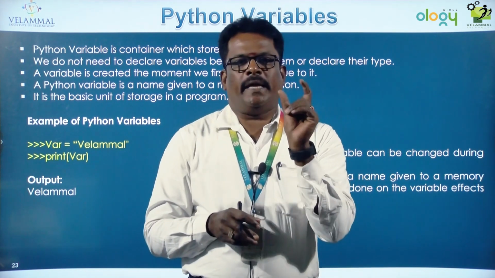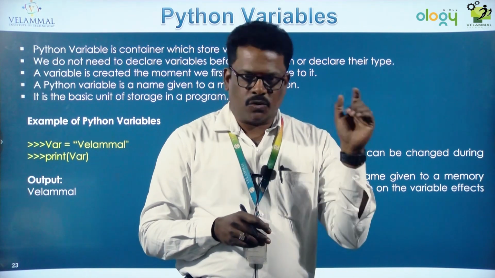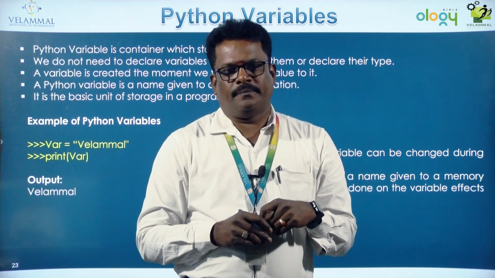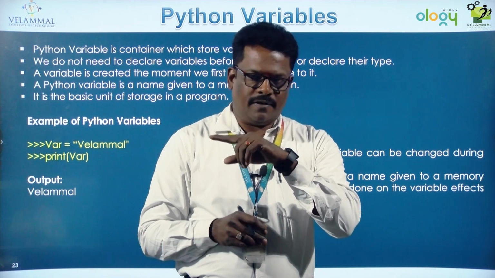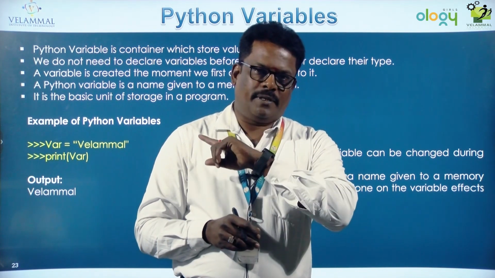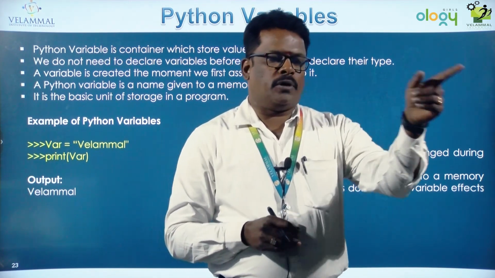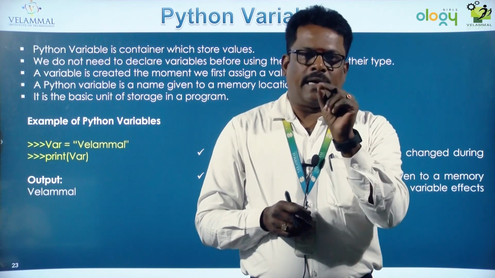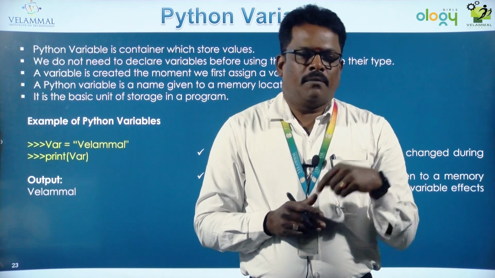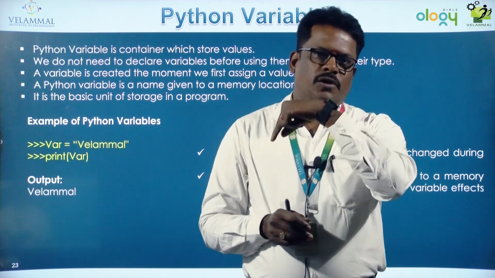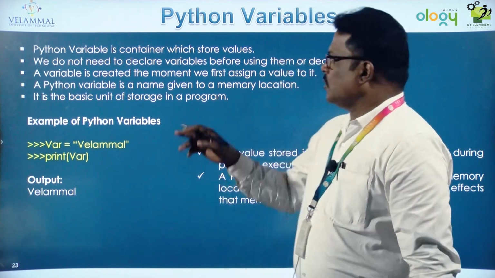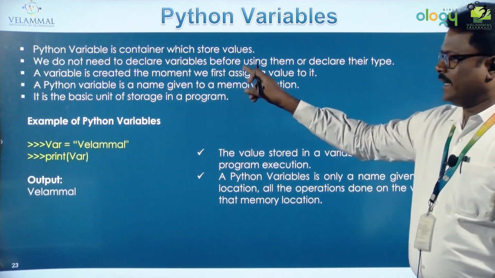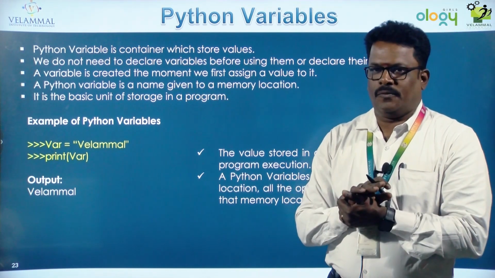So, it is a placeholder. Okay? It is going to block a portion of the memory. Whatever data, whatever value we are assigning will be put in that particular location. That location is called an address. By seeing that address, it is going to fetch the data. So, a Python variable is a container which stores the value.